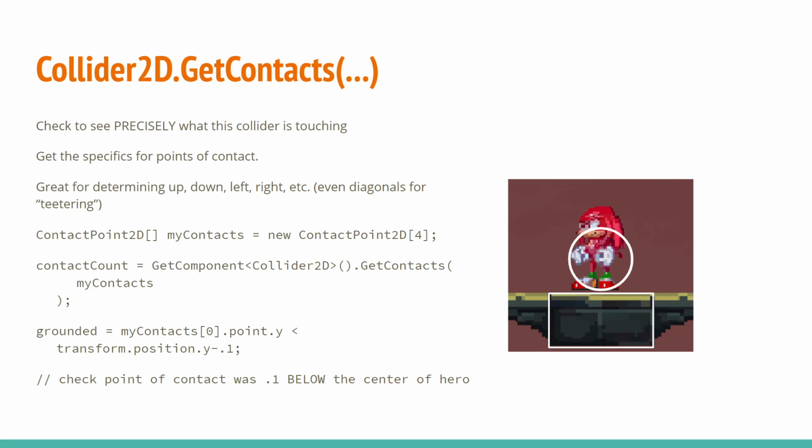Is the back portion of me ahead of or behind my center that I'm contacting? So the idea of teetering or being on the edge can come into play. Right? So here, check for the point of contact if it's below, if it's 0.1 units or 0.1 meters below the center of the hero. That's what that would say, right? If that point of contact is below the hero.